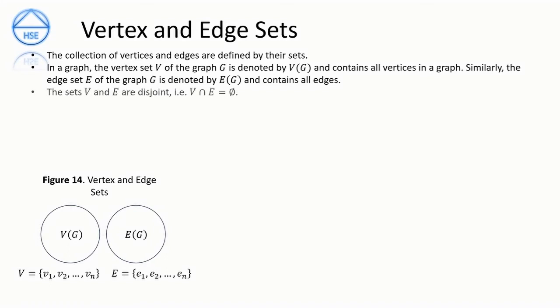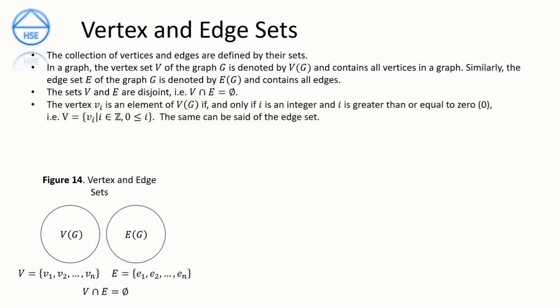The sets V and E are disjoint. The intersection of set V and E is the empty set. That is, they don't intersect. This is shown below in figure 14. An element of the vertex set, Vi, where i could be any number of the given vertices, is an element of V(G) if and only if i is an integer and i is greater than or equal to 0. And this is given by set builder notation, where the set V is a set containing the elements Vi such that i is an element of the integers and i is greater than or equal to 0. The same can be said of the edge set.